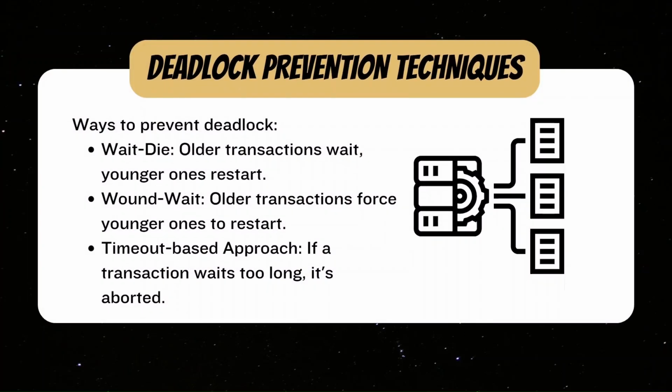To avoid deadlocks, we can use some prevention techniques. One approach is wait-die, where older transactions wait and younger ones are restarted. Another is wound-wait, where older transactions make younger ones restart. Another simpler method is the timeout approach, where a transaction waiting too long is simply aborted.